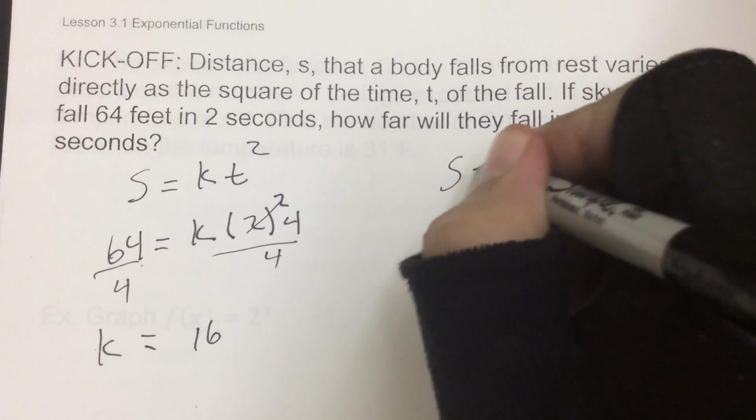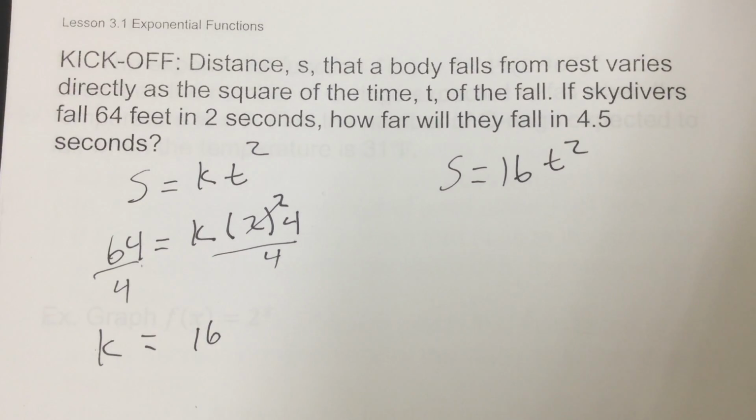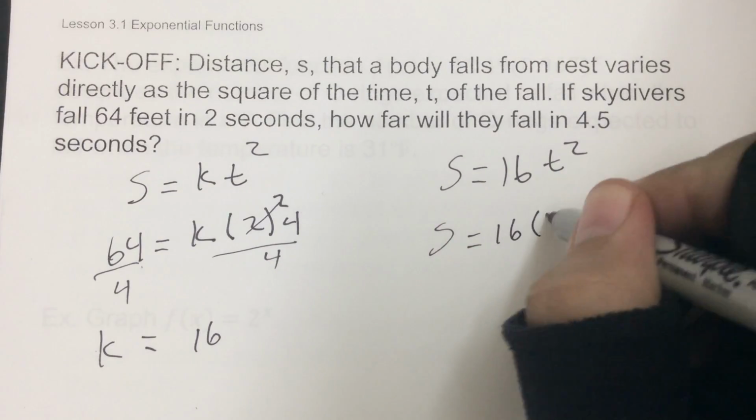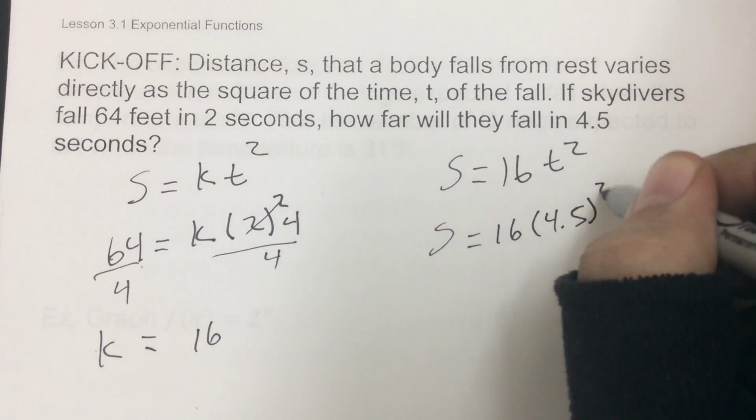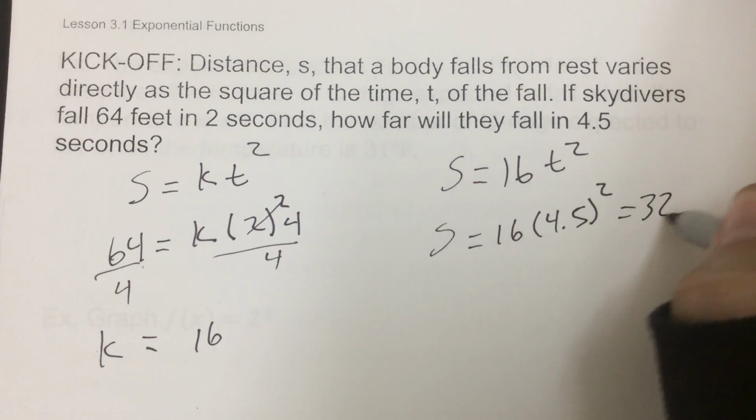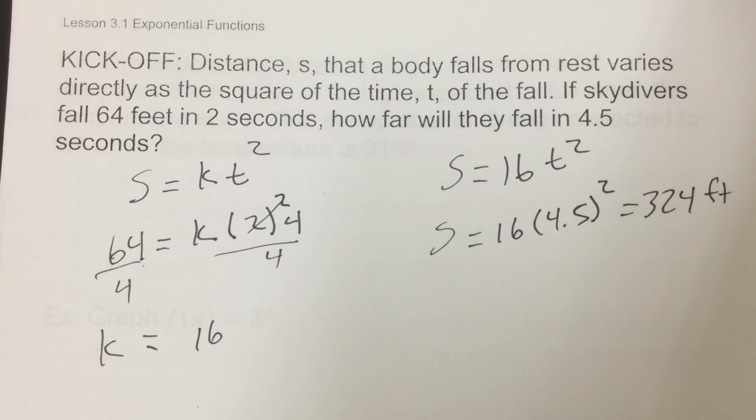So we can rewrite this now. S equals 16t squared. And it says, how far will they fall in 4.5 seconds? So S equals 16, 4.5 squared, which when you work it out, you should get 324, and our label is feet. Okay. So moving on in a new direction, we're getting away from polynomials, going to look at the exponentials.